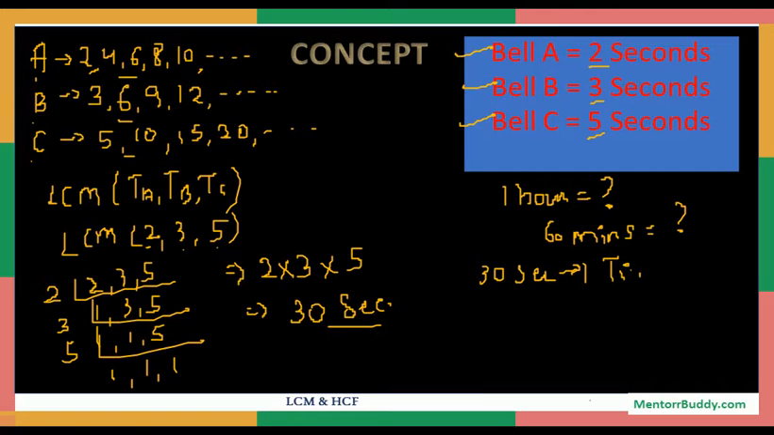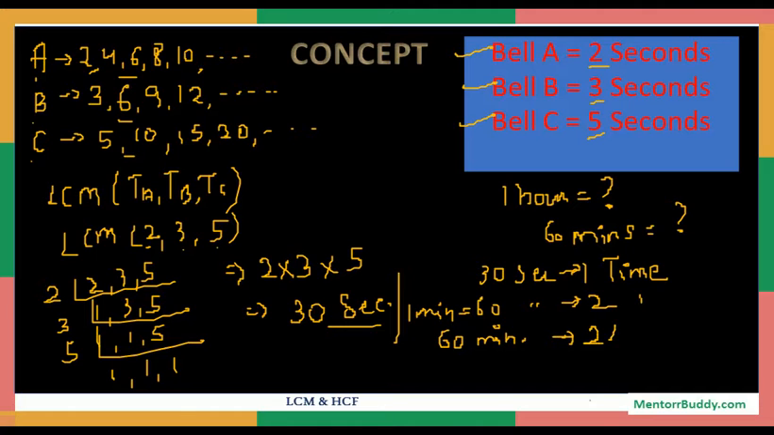So in 60 seconds they must be ringing 2 times. 60 seconds is basically equal to 1 minute. So similarly, in 60 minutes they are going to ring how many times? That will be 2 into 60, which equals 120 times. So the correct answer in this case is 120 times, right?